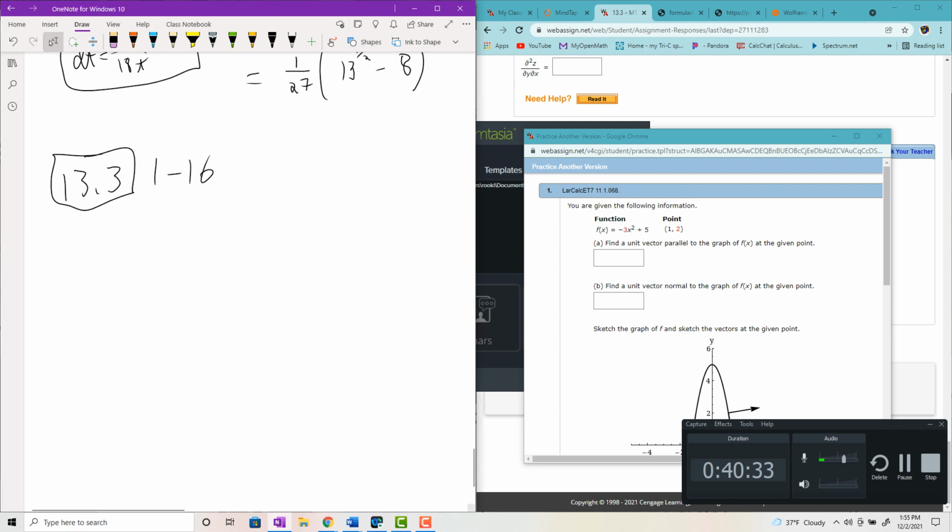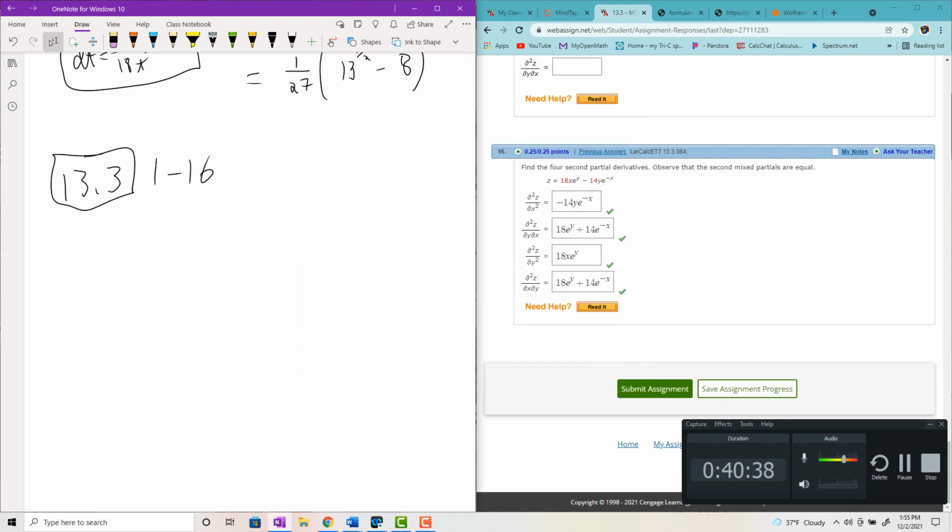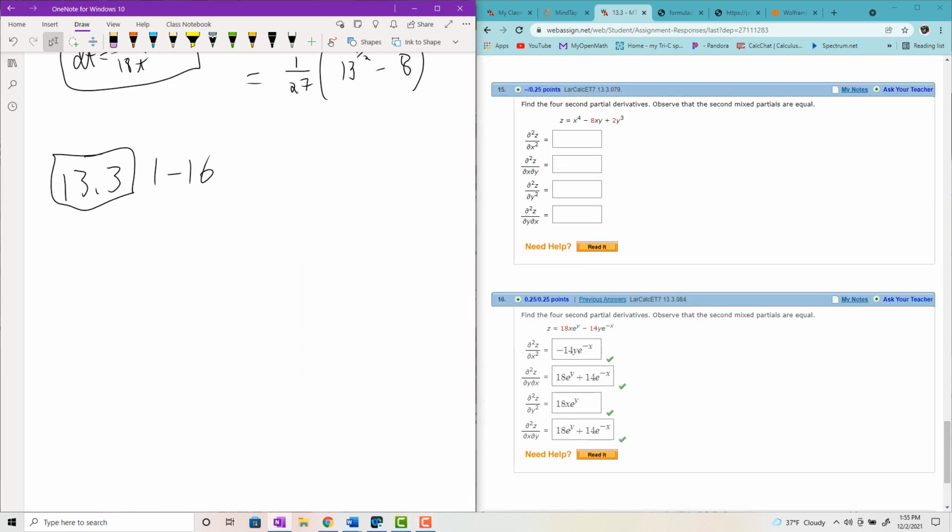Okay, so these were chain rule problems, and the chain rule comes up a lot in the proofs. So we want to, oh sorry, I'm getting ahead of myself. We're still doing the partial derivatives. Okay, so you have to be able to find the mixed partials. 16 is a good problem. z equals 18x e to the y minus 14y e to the negative x. First partial with respect to x is 18 e to the y plus 14y e to the negative x.